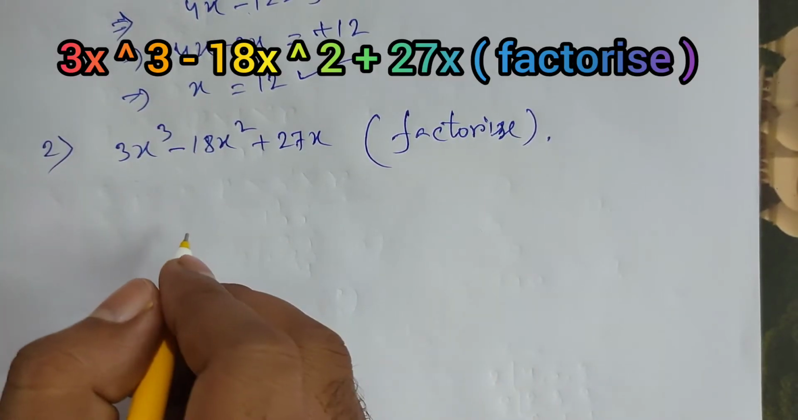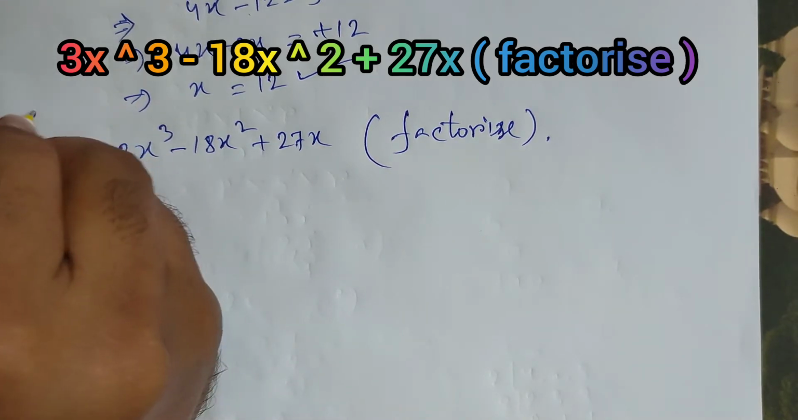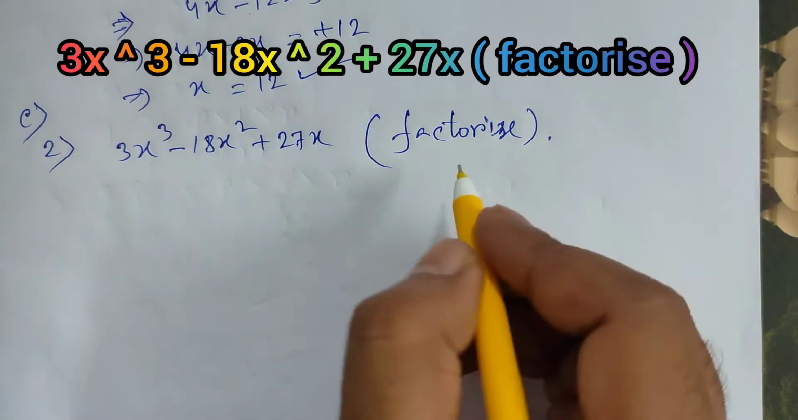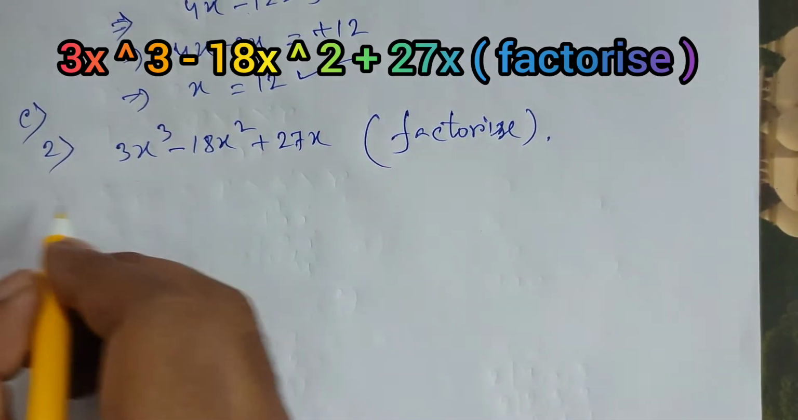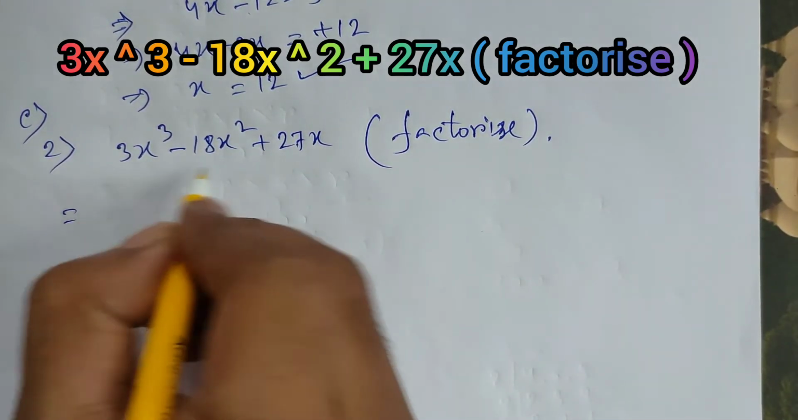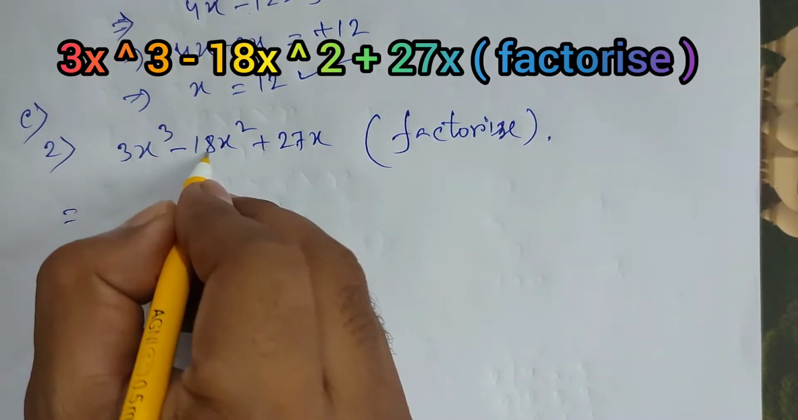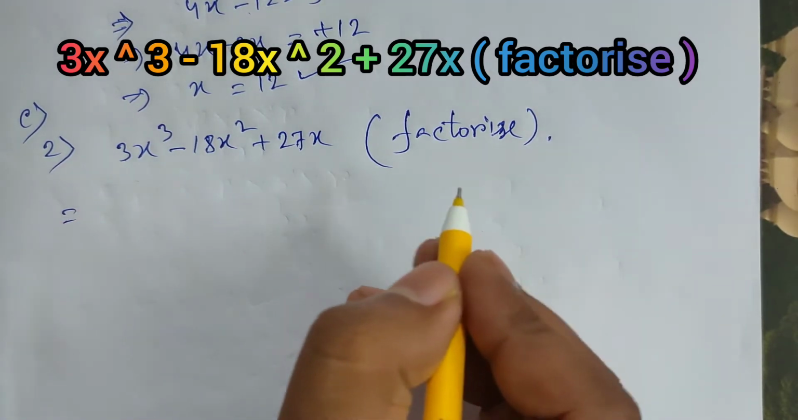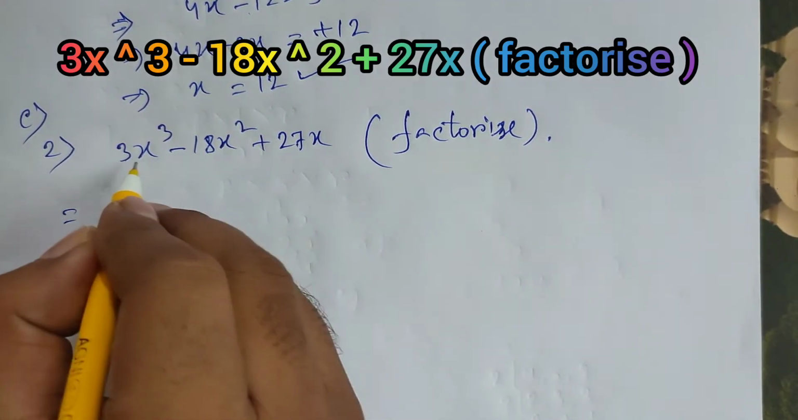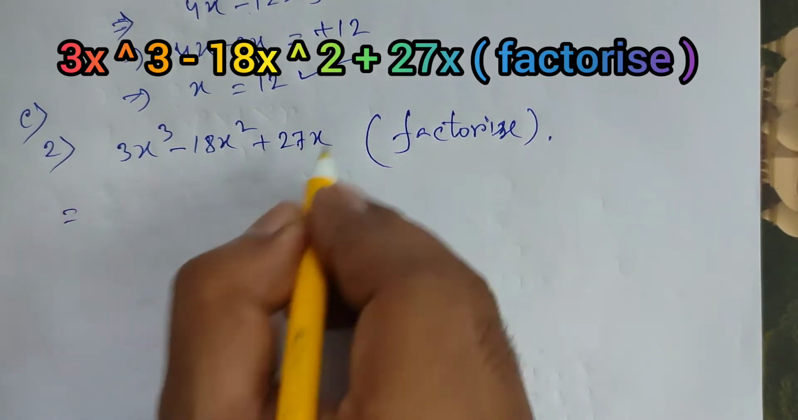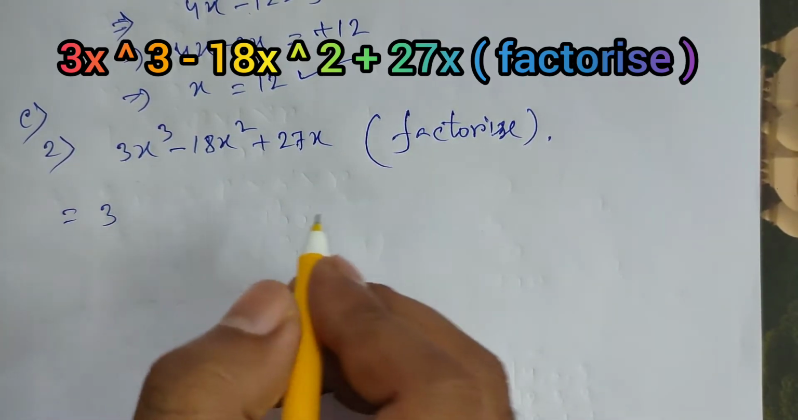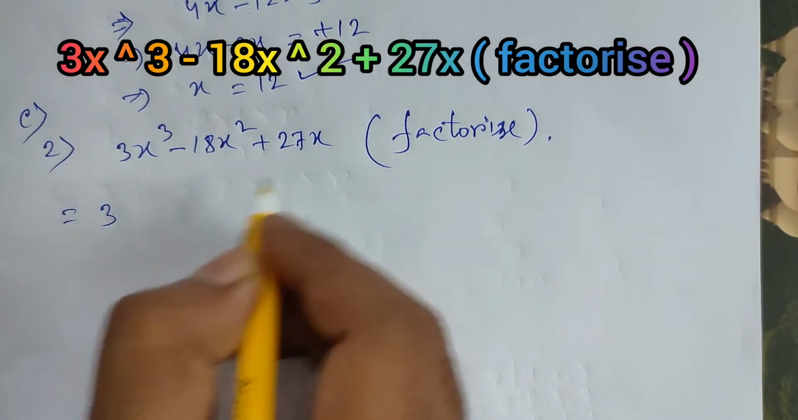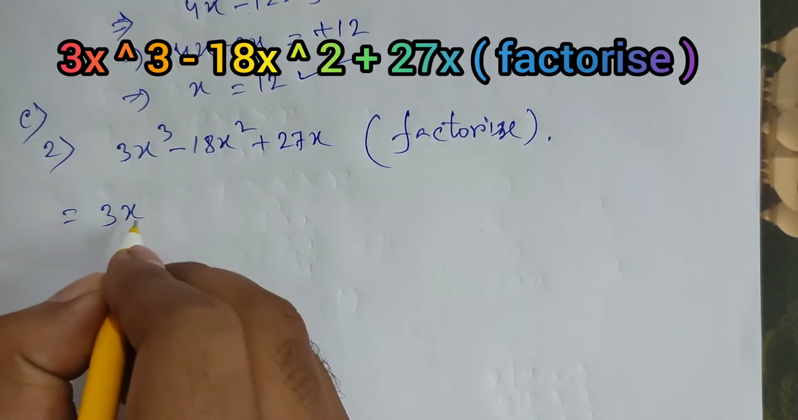Now question number 2, simplification C2. 3x cube minus 18x square plus 27x. We need to factorize these terms. Just follow, at first, is there any common terms? 3 is here, 18 is here, 27 is there. That means all 3 terms are there. So we can take common 3 from all numbers. So 3, and after that just follow, here is x square and x cube. So we can also take common x.